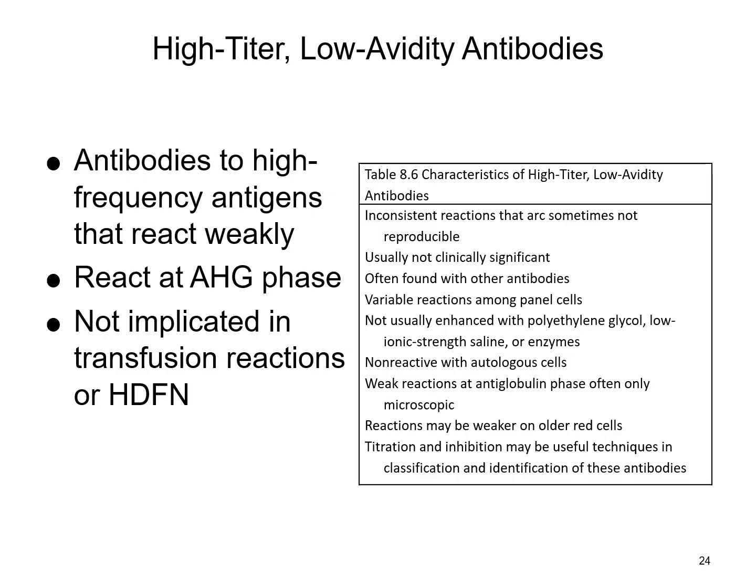High titer, low avidity antibodies. These are your nightmare. These antibodies are to high frequency antigens that will react weakly. This reaction actually takes place in the AHG phase, and they're not really implicated in any kind of transfusion reaction or causing any problems with the fetus, to cause hemolytic disease of the fetus or the newborn.